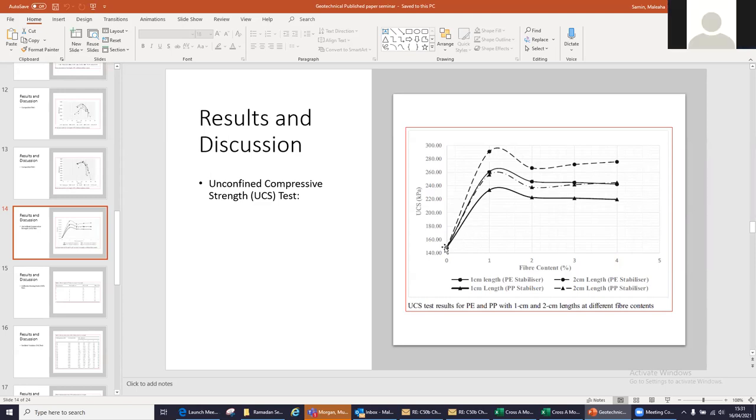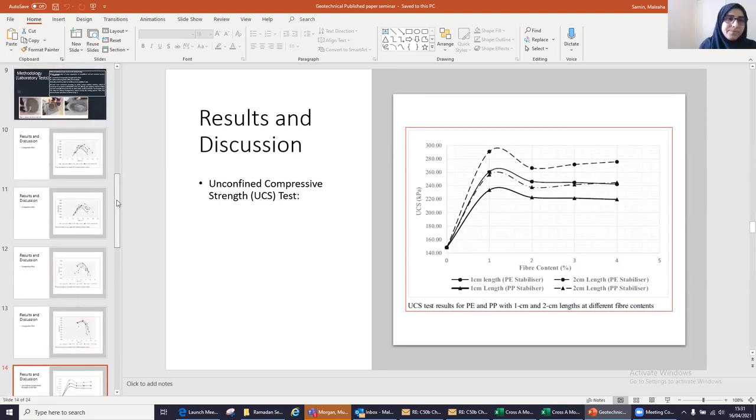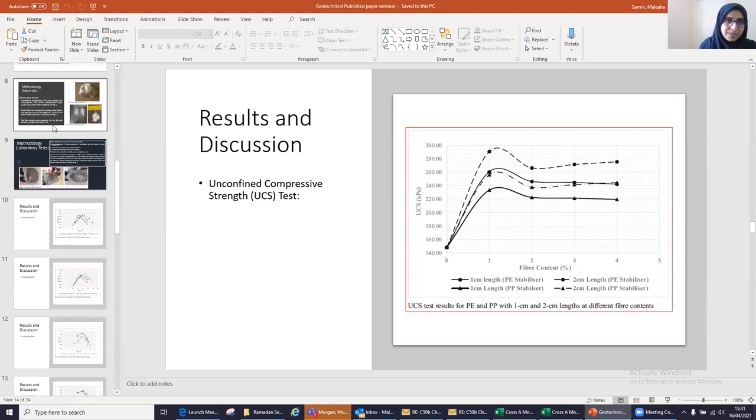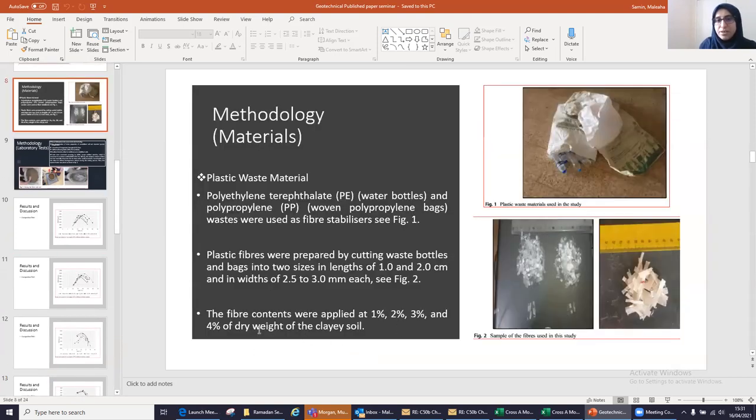Another question regarding your mixture. You added 1%. Is it by weight or by volume? Of the dry weight. By weight. Yeah, in the methodology, we said of the dry weight of the clay soil. Okay, thank you.